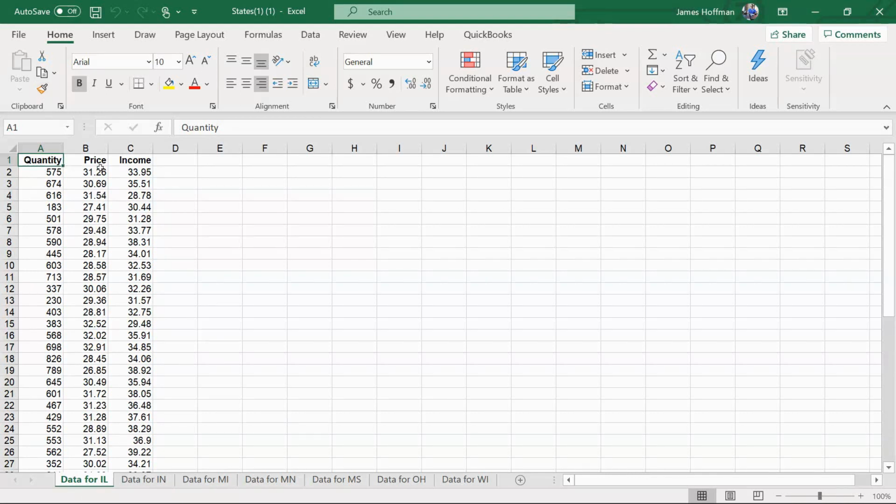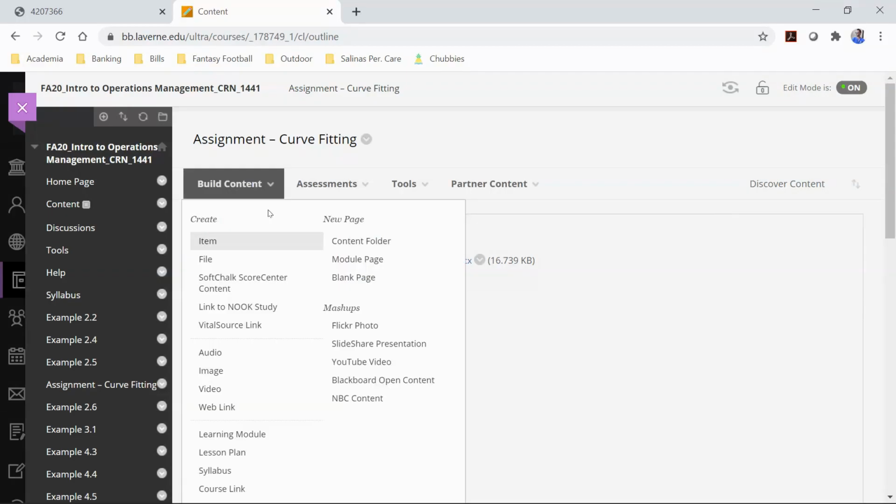Each state has quantity, price, and income. The full assignment is to see if you can estimate a linear trend line between price and quantity. What happens to quantity, what happens to demand, when price changes? And then also the same, what happens when income goes up or down? How does that affect demand? It'll help you understand the trend line and how to interpret those. A nice simple exercise. So back to this.